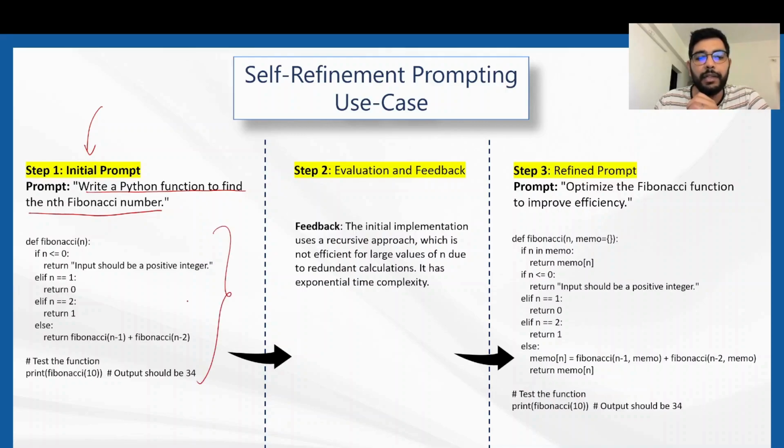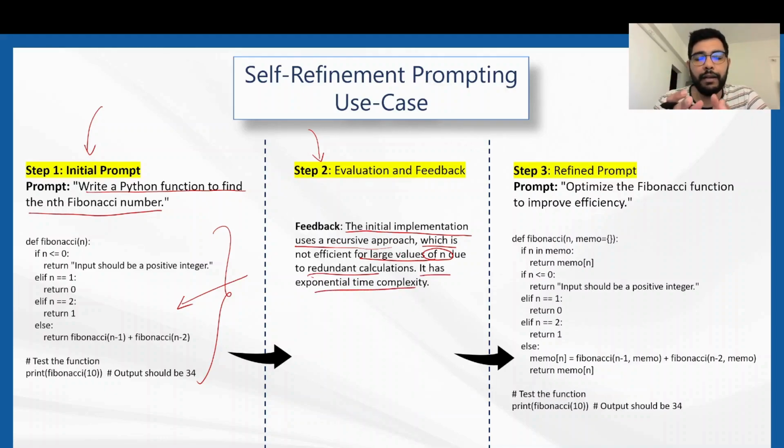We get this particular response, which is a right response, which will give us the right answer for the objective that we need, to find the nth Fibonacci number. The second step is we evaluate that particular function and give feedback, right? The feedback that we give is: the initial implementation uses a recursive approach, which is not efficient for large values of n due to redundant calculations. It has exponential time complexity.